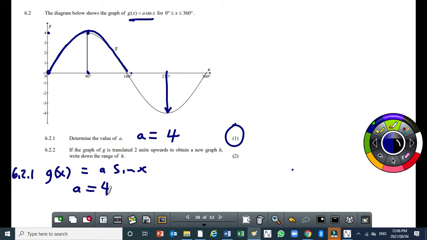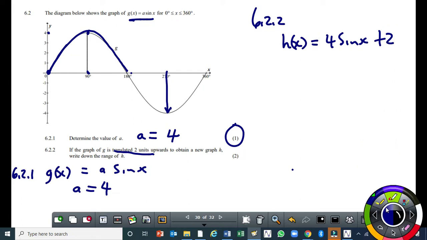Then the next question says, if the graph of g, which is this graph, is translated by 2 units upwards to obtain a new graph h, write down the range of h. So for 6.2.2, my suggestion is to determine the equation of the new graph after the translation by 2 units upwards. So the new graph is going to become h of x equals 4 sine x, then it's going to be moved 2 units upwards, so it will be plus 2. So we are moving the graph by 2 units up.